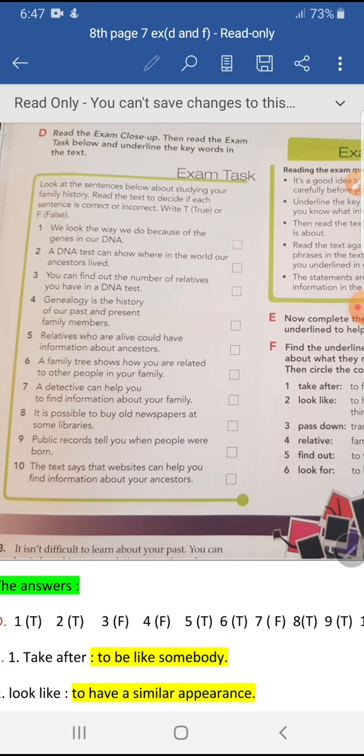Sentence number 2. A DNA test can show where in the world our ancestors lived. Also true. It is mentioned in paragraph number 1 that scientists can test your DNA to find out which part of the world your ancestors were from. Great.